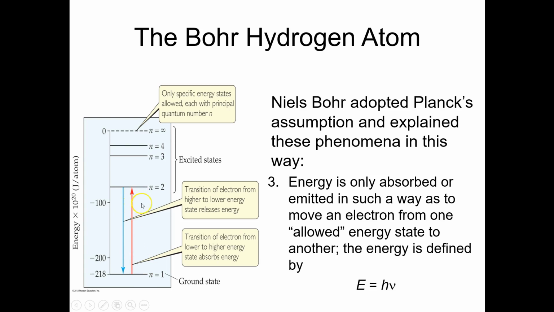It doesn't have to be from 1 to 2. It could be from 1 to 3. It could be from 1 to 4. It could be from 2 to 4, from 2 to 5. But it has to be the exact difference between two energy levels. And similarly, if the electron decays from a higher energy level to a lower energy level, it is going to emit a photon that corresponds exactly to that difference in energy.